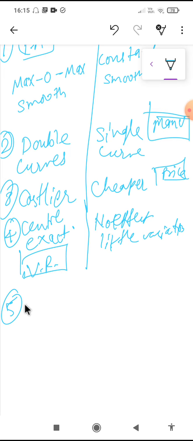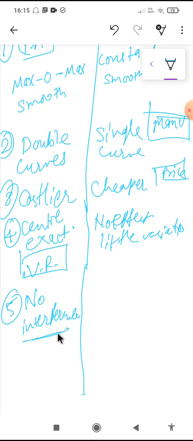Then the fifth point is that the phenomenon of interference does not occur at all in cycloidal gears. Interference can occur in involute gears if the condition of the minimum number of teeth on the gear is not followed. We will discuss what interference is and what the minimum number of teeth is in the coming lectures.